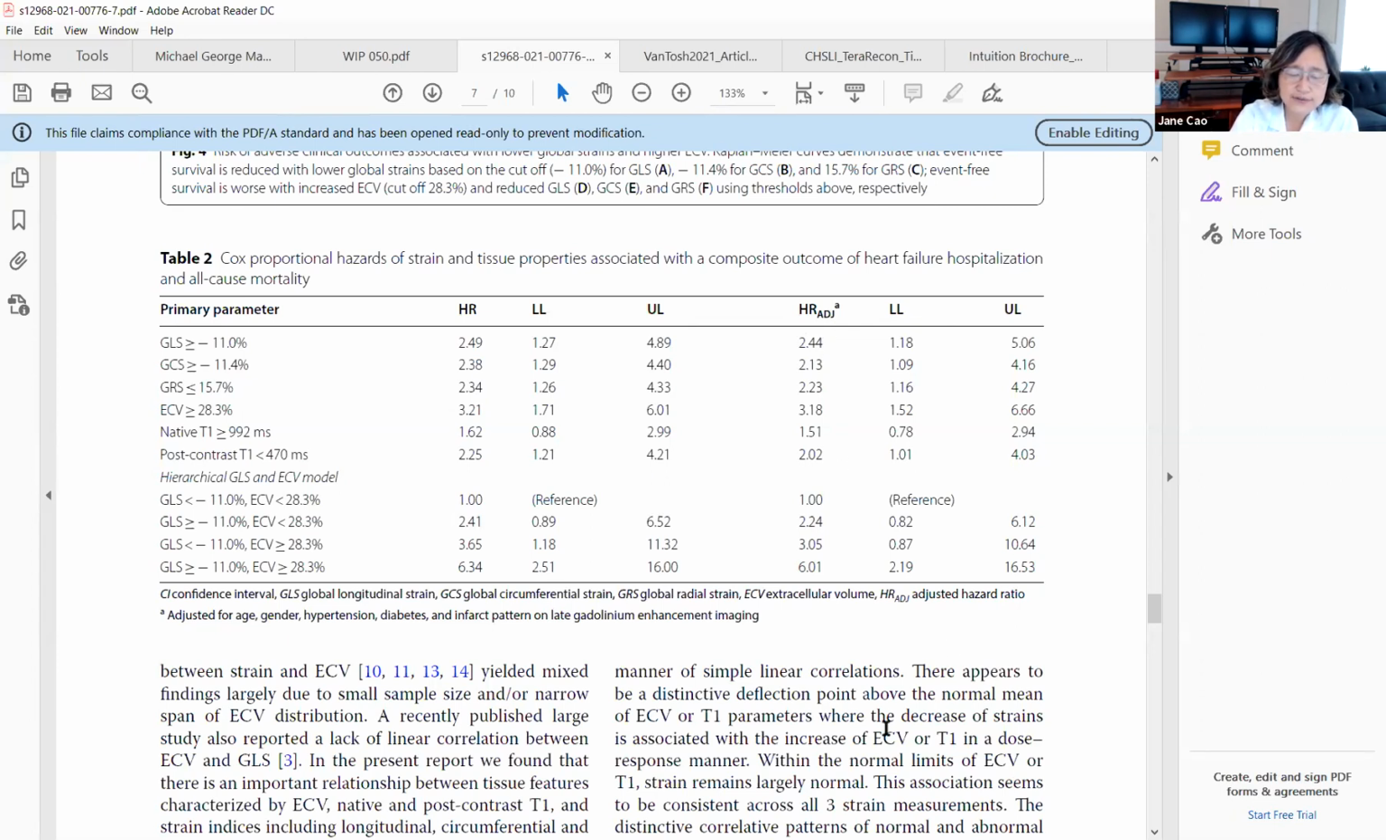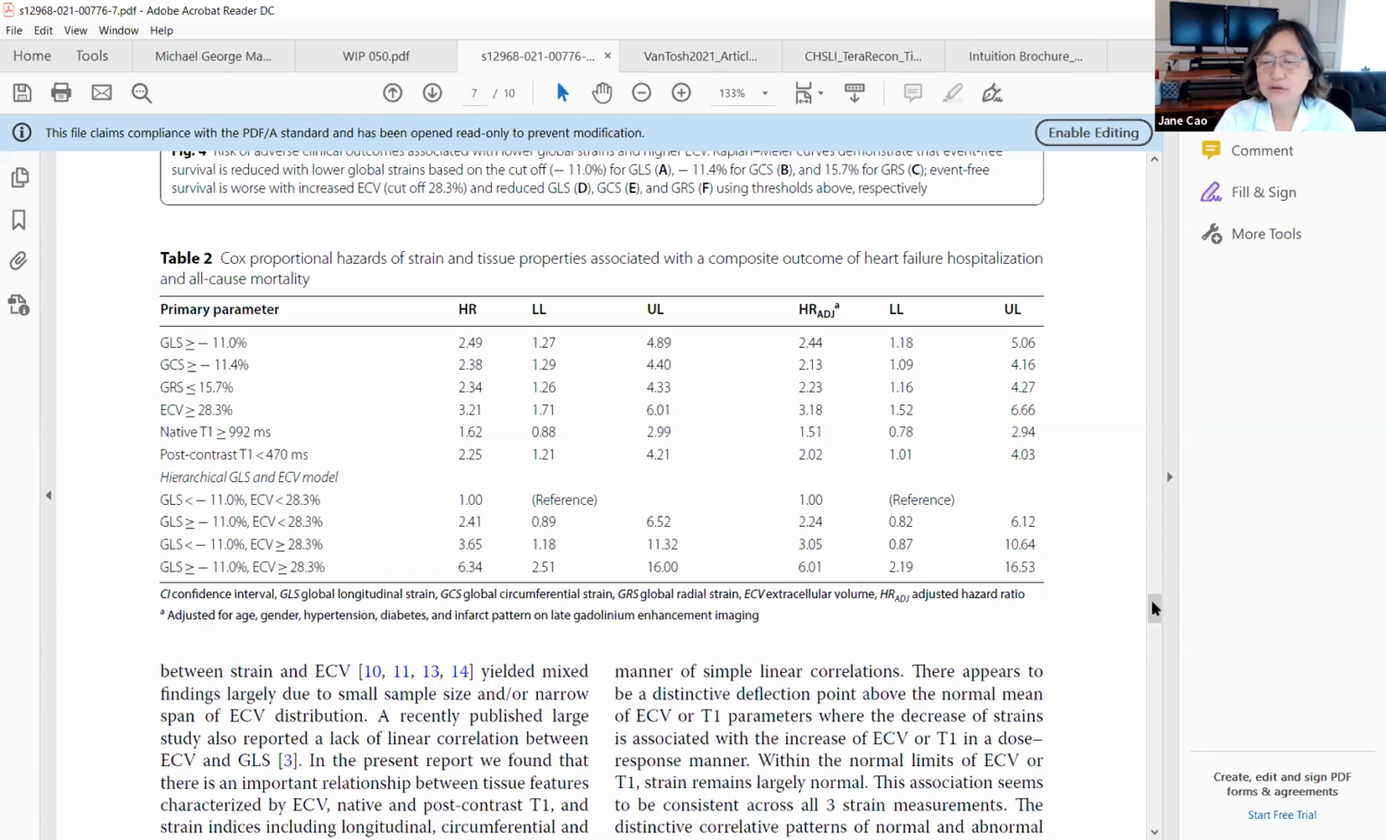Using 2 standard deviation above normal, there was threefold and twofold increase of outcome risk for ECV and post-contrast T1 value respectively, but not for native T1. In the stratified analysis, based on high or low strain and normal or abnormal ECV, there was a numerical graded increase in outcome risk. In the adjusted model, the last stratum where strain was lower and ECV was abnormal, there was 6-fold increase in the outcome risk.